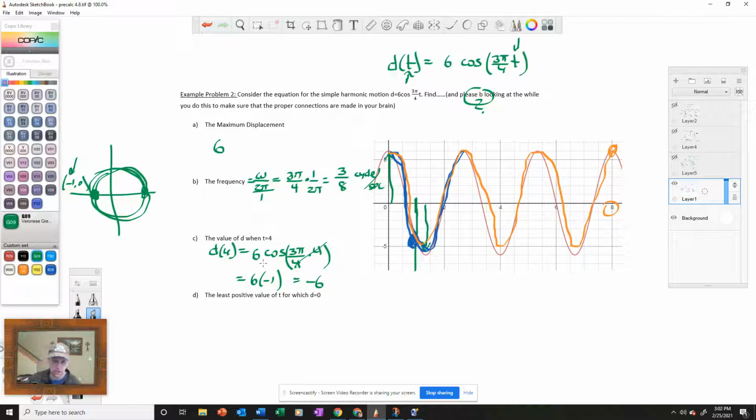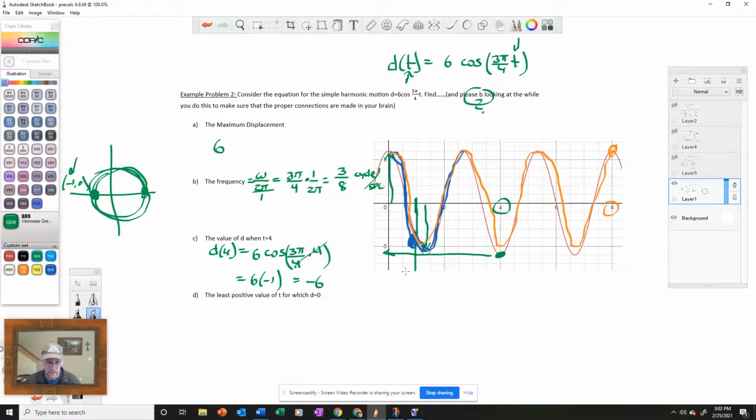So at time equals 4, I should get -6 for my distance. Let's see if that's true. Here's time of 4. And what is the distance at that point? -6. Yeah, so it makes sense. That's why it's important to look at the graph to make sure that you know what you're looking at.